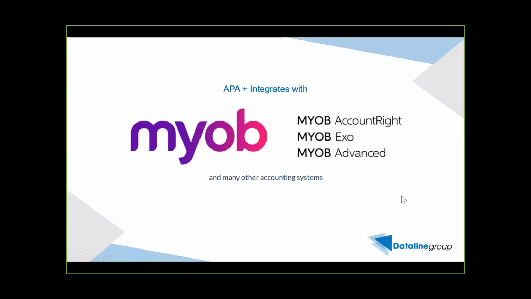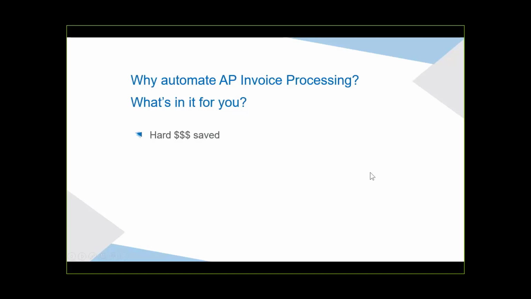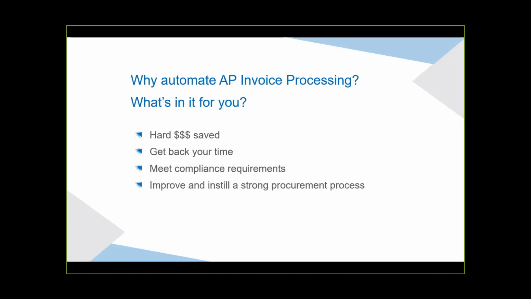So, as I said, APA integrates with the 3 platforms in MYOB, and probably one of our biggest platforms is our Exo integration, which is very tightly integrated into the product. What we talk about is what we can do for customers on accounts payable invoice processing, and where's the value in it for you? Certainly there's some hard dollars to be saved. We can give you back more of your time and get you away from data entry and manual approvals. We can help you meet your compliance requirements depending on the nature of your business, and we can help you improve and instill a strong procurement process.